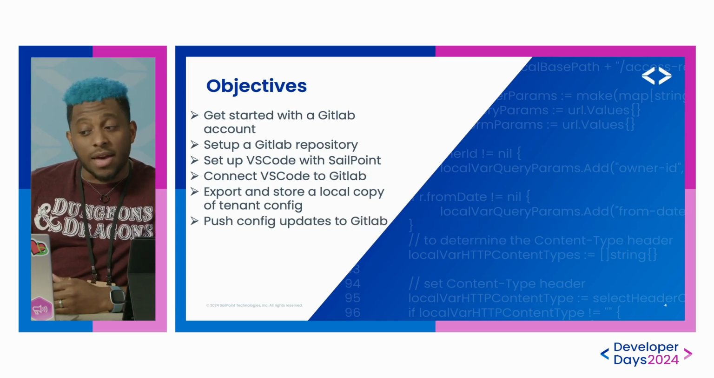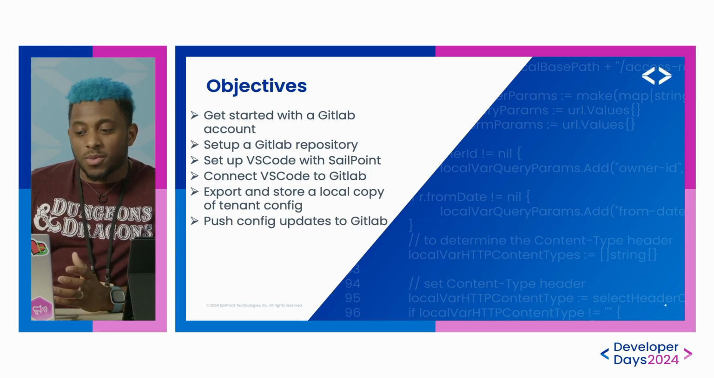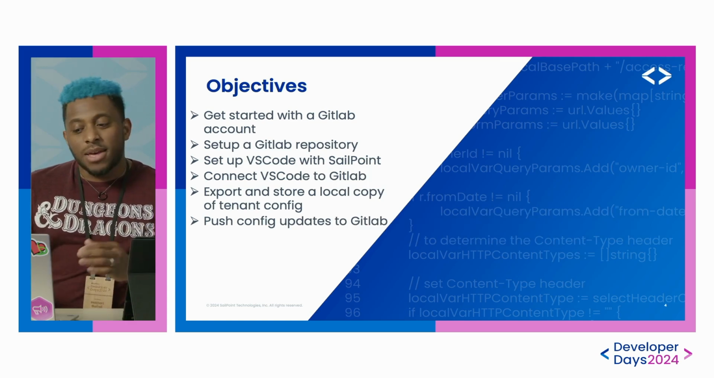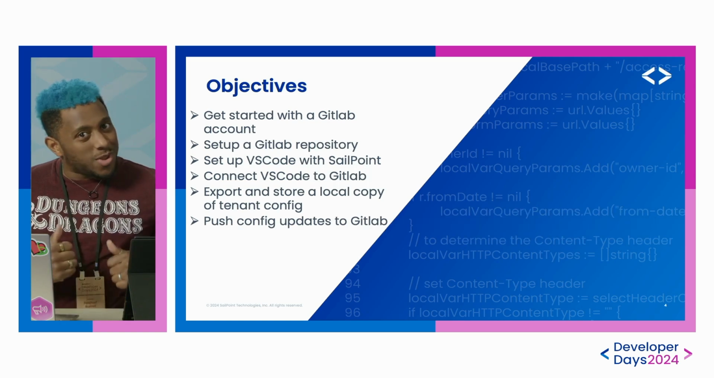And we'll go through a live example where we change data on the tenant and we watch it change on the UI, and then we'll proceed to back up these changes in GitLab and see how this all works. So without further ado, let's get into it.